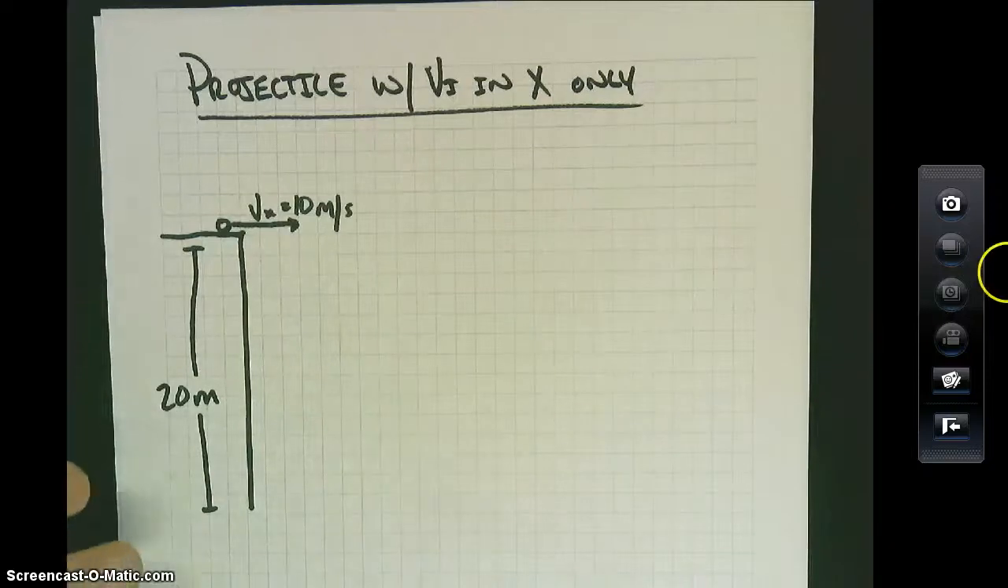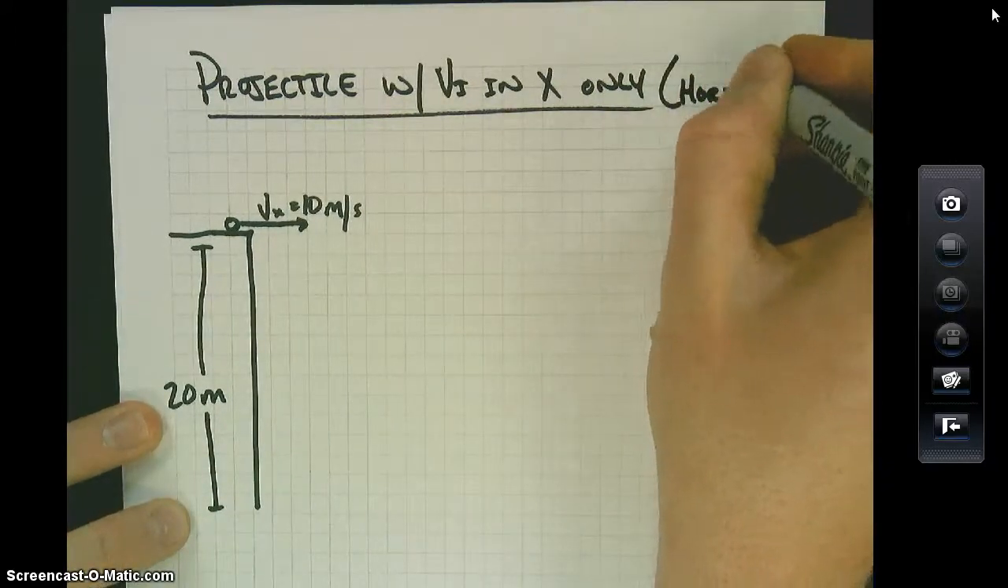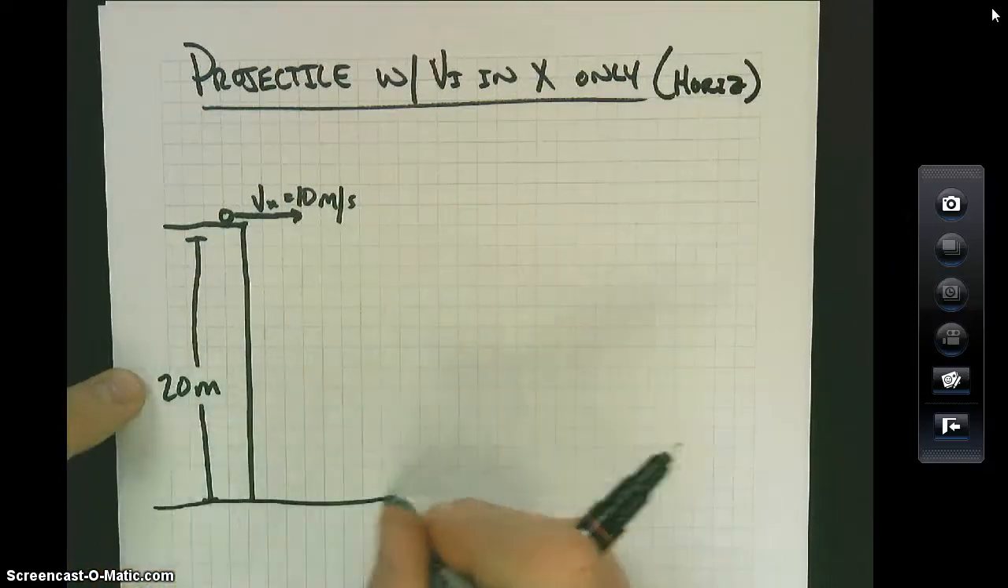Alright, so I wanted to give you guys an example of a projectile that has an initial velocity only in the x direction, or horizontal initial velocity. Now, this type of problem takes some background information. One, we need to know how far it's going to be going.